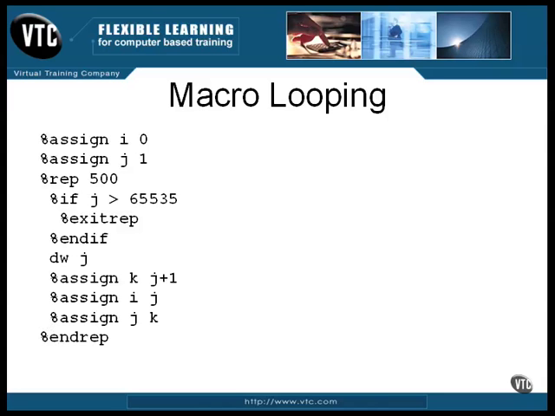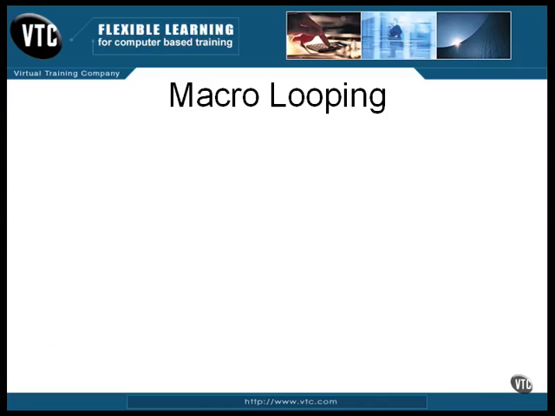The assign statement is used to manipulate the values in the variables i, j, and k. The important thing to remember is that all this looping and all the calculation takes place in the assembler, not when the program runs. And you can put a loop inside a macro.